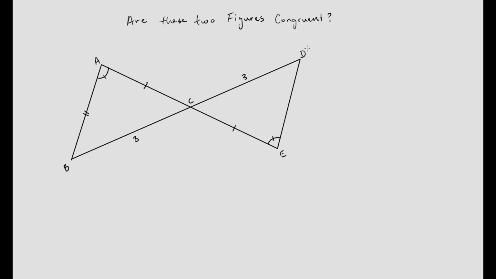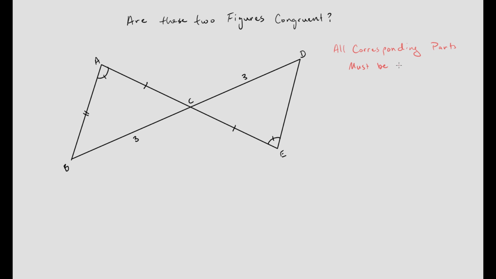So let's figure out if these two figures here are congruent. And again, if you're not sure which figures I'm talking about, there's clearly two triangles here, A, B, C, and C, D, E. So we're going to figure out if these two figures are congruent, and in addition to that, we're going to write them in the proper notation.